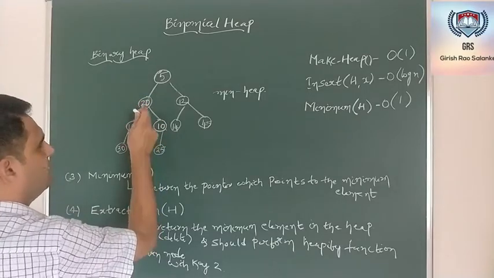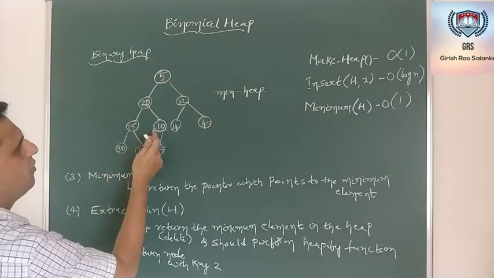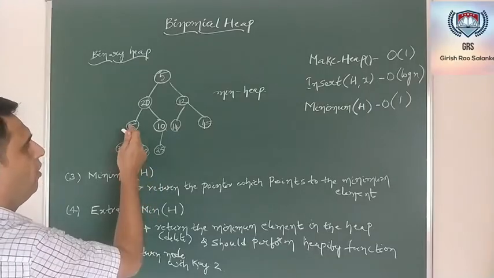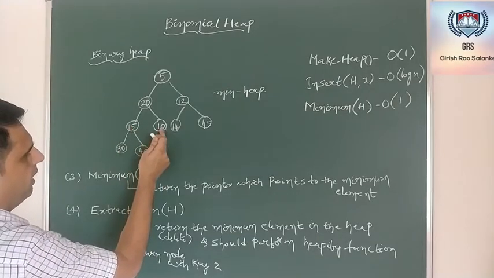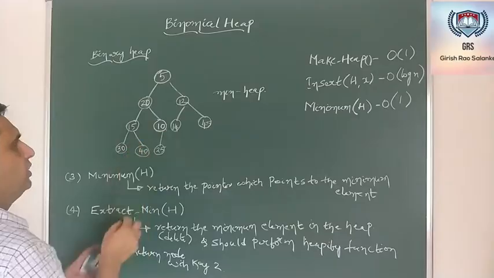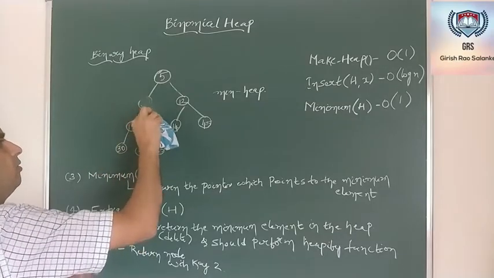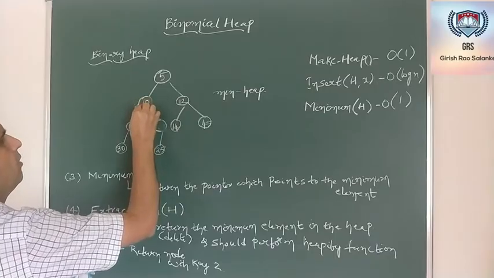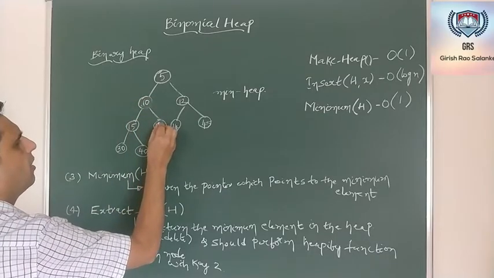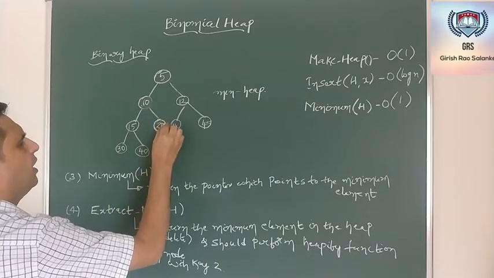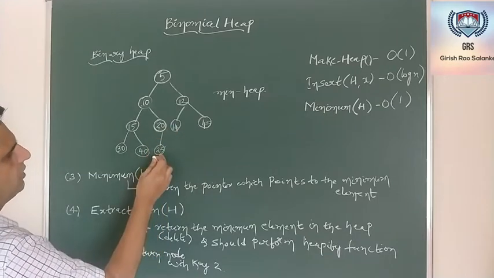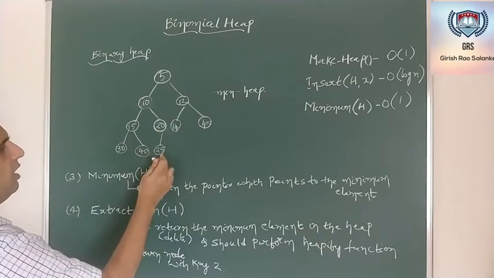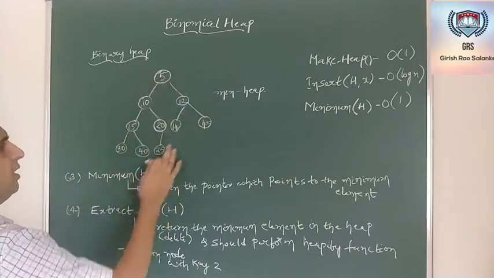Now once again this 20 needs to be compared with 15 and 10. Now in 15 and 10, which is having lesser? 10. So I should move this 10 here and I should bring 20 here. Now 20 is compared with its children. Now there is only one child. 20 is compared with 25. 20 is less. So now this is a min heap.